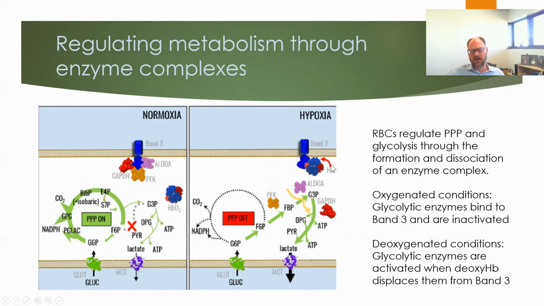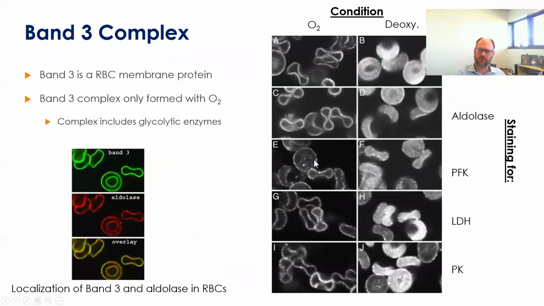Well, as it turns out, deoxygenated hemoglobin will actually bind to that same site on band 3 and displace these enzymes. And when it does, it activates all these glycolytic enzymes and then shuttles flux away from the PPP and into glycolysis. So this is a really nice example of how the regulation of two major pathways can be coordinated through the formation and disruption of this enzyme complex.